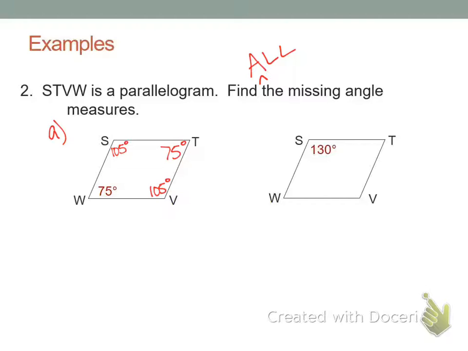Technically, you could use the property of quadrilaterals that they have to add up to 360. If you were to take 360 minus 75 and then divide it by 2 to split it between those, that would also give you 105. I think it's easier to use your supplementary angles, personally. It's fewer steps.